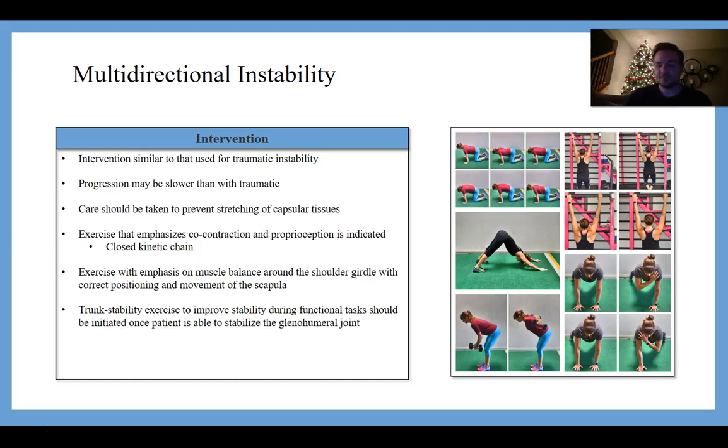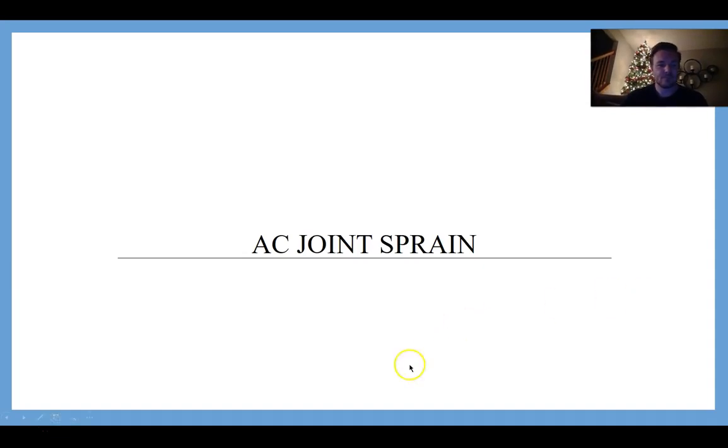So you guys will, of course, learn more about this as you go on, and I encourage you to try things in the gym there at school to see how things feel. If you need to take a break, it's a good time. We're done with our labral pathologies. We're going to move into AC joint sprain.